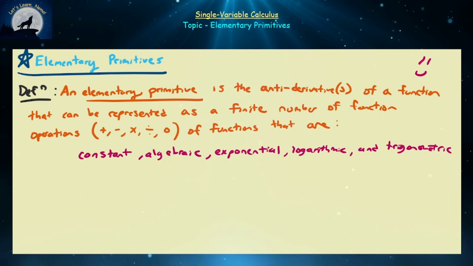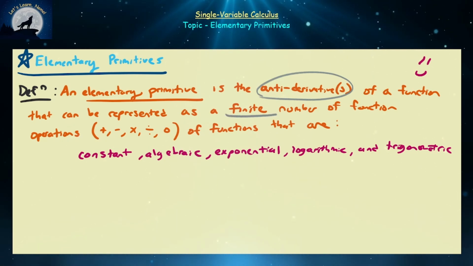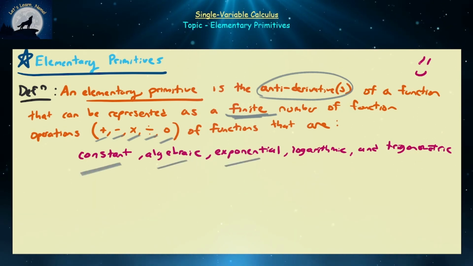The elementary primitive of a function is just the antiderivative of that function, provided that it can be represented as a finite, emphasis on finite, number of function operations: addition, subtraction, multiplication, division, and compositions of functions that are constant, algebraic, such as polynomials, exponential, logarithmic, and trigonometric. Also keep in mind that the hyperbolic trigonometric functions are in this list as well, because they can be represented as exponentials, and technically speaking you can represent trigonometrics as exponentials as well.